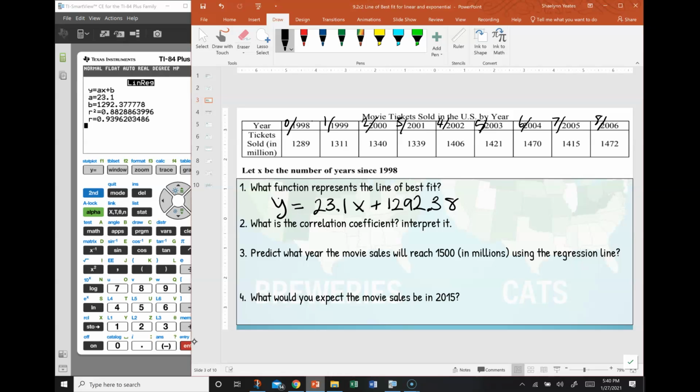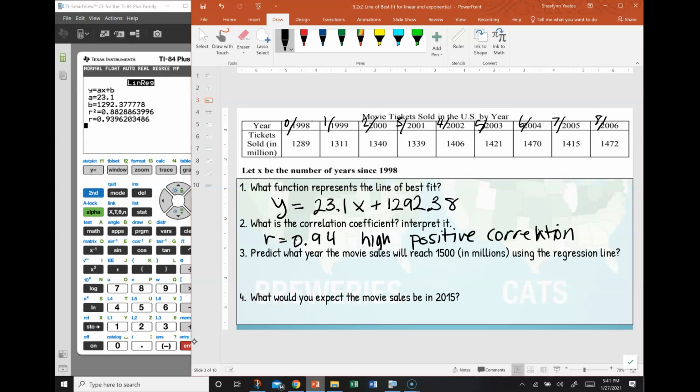Okay, the correlation coefficient is R equals, and remember, if you don't have R, that means you didn't turn diagnostics on. So go and look at the calculator steps for that. So R is 0.94, which is a high positive correlation.